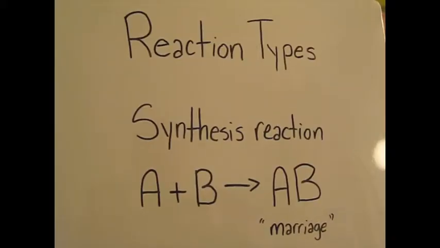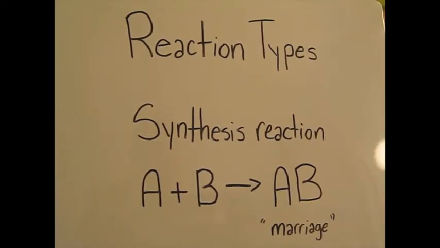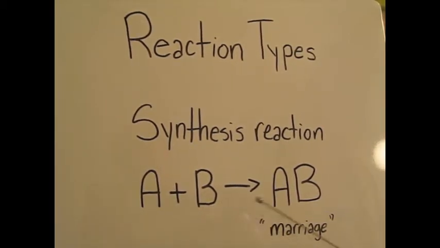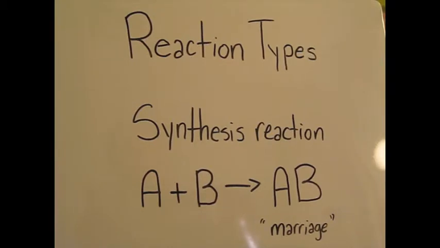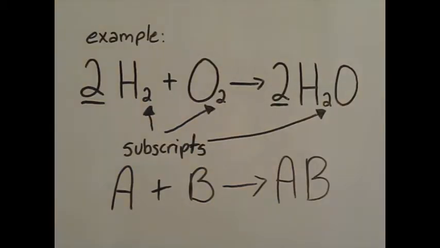There are 5 different reaction types I will be teaching you: synthesis, decomposition, combustion, single replacement, and double replacement. We'll start with synthesis. It can be written like this: A plus B yields AB. A real-life example would be like marriage. A synthesis reaction is where 2 or more substances combine to form a single substance.